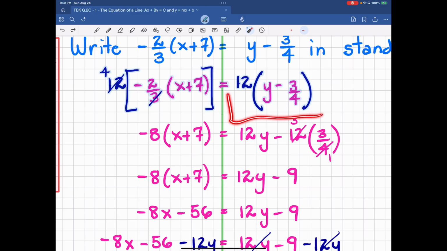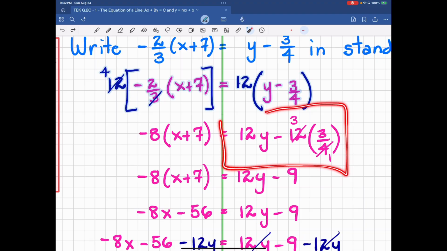Over on the right-hand side, this right here, I need to multiply that 12 through the parentheses using the distributive property. So I need to go 12 times y minus 12 times 3/4. I'm going to say it again. You use the distributive property to move through the parentheses. This 12 is going to be distributed to the y. The 12 is also going to be distributed to this negative 3/4. So that's exactly what I did in this step. I multiplied 12 times y minus 12 times 3/4.